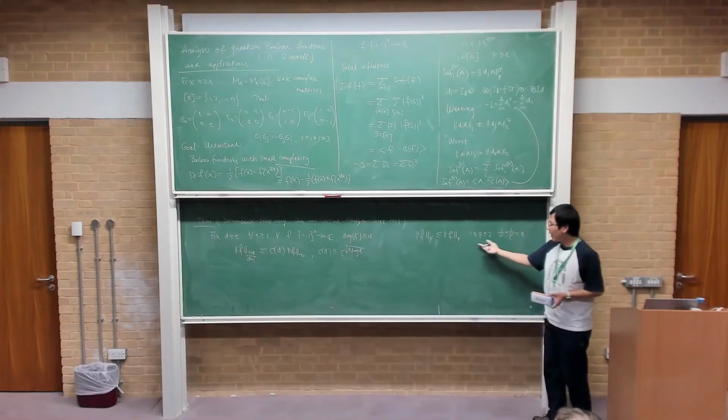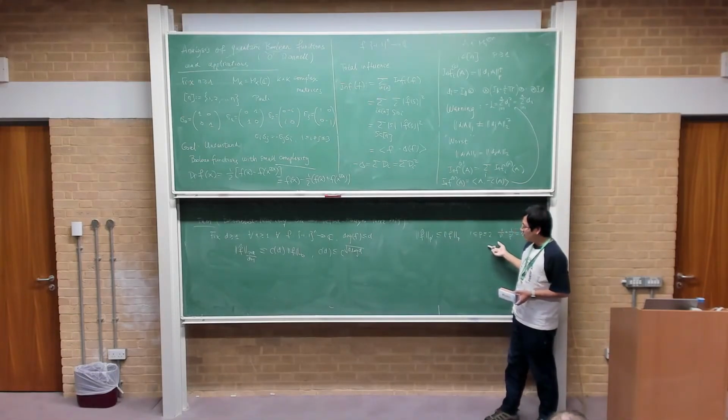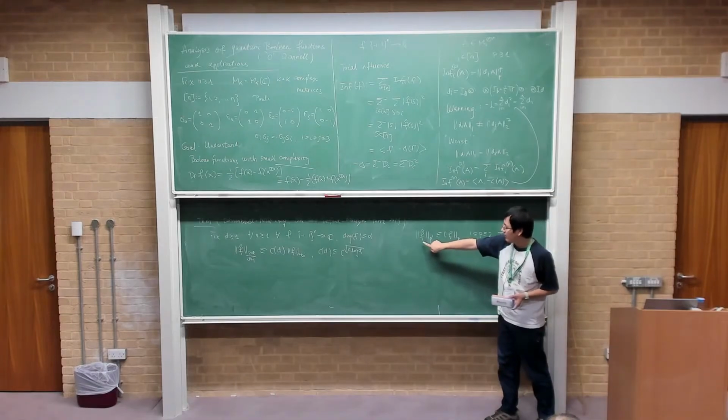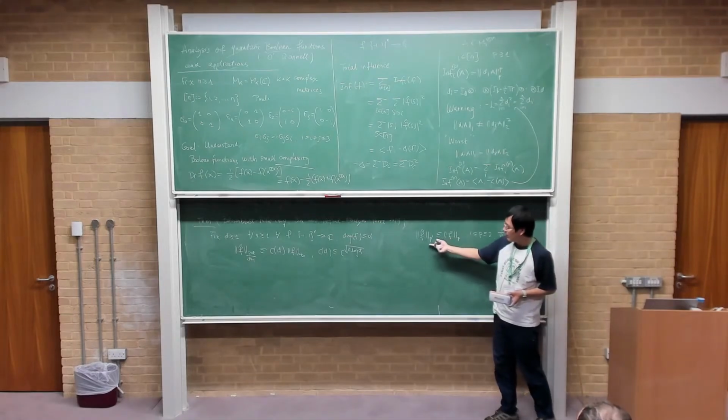For p between 1 and 2, with p prime being its conjugate index, the LP prime norm of the Fourier coefficients of f is bounded by the LP norm of your function f. Here, this p, the index on the right, is between 1 and 2. P prime here will then be from 2 to infinity.